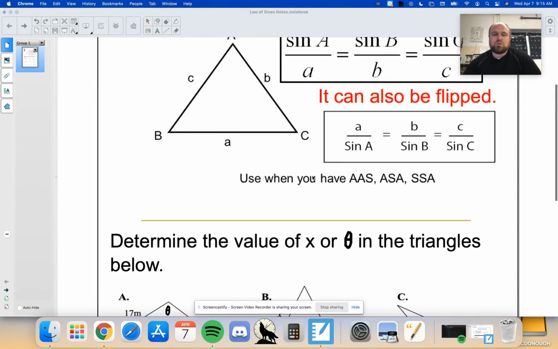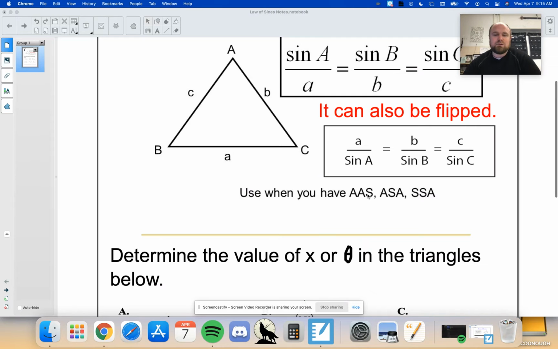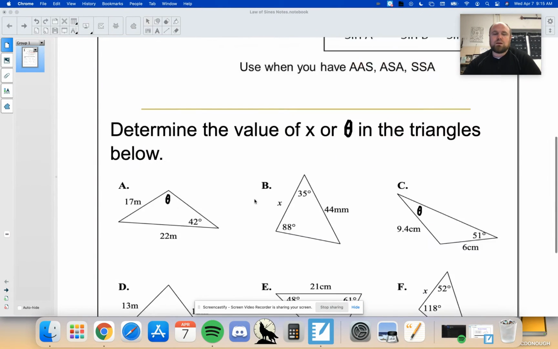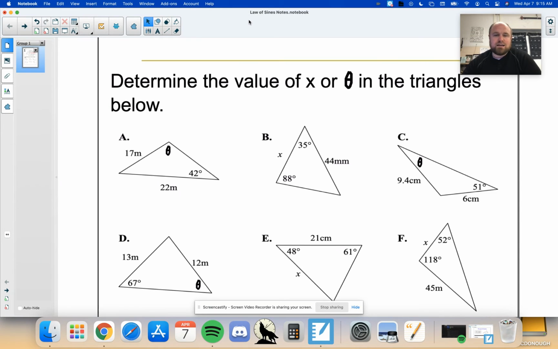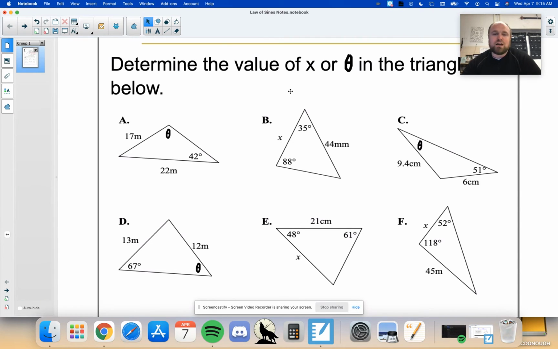And you use this when you have two angles and a non-included side, or a side between two angles, or two sides and a non-included angle. So we're going to look at these problems below as ways to find either angle theta or side x, and then I'm going to give you an opportunity to do two of them on your own. So we'll do four of them together, and then you can try two on your own.